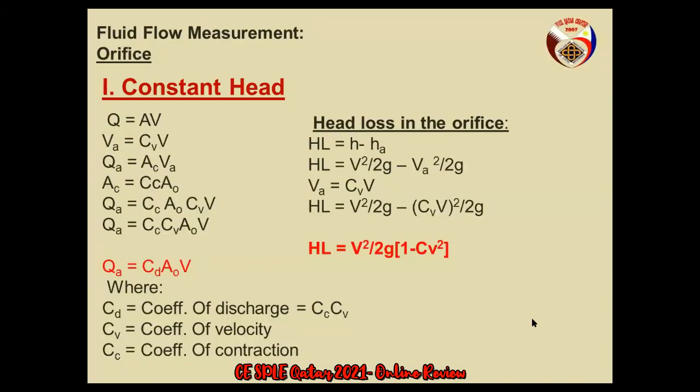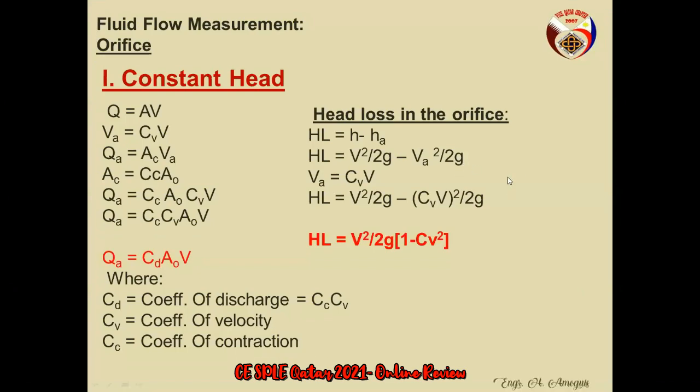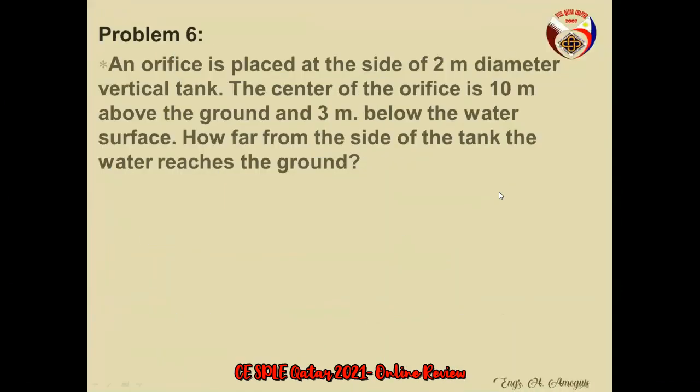Okay, next slide. So, problem. An orifice is placed at the side of a 2-meter diameter vertical tank. The center of the orifice is 10 meters above the ground, and 3 meters below the water surface. How far from the side of the tank does the water reach the ground?